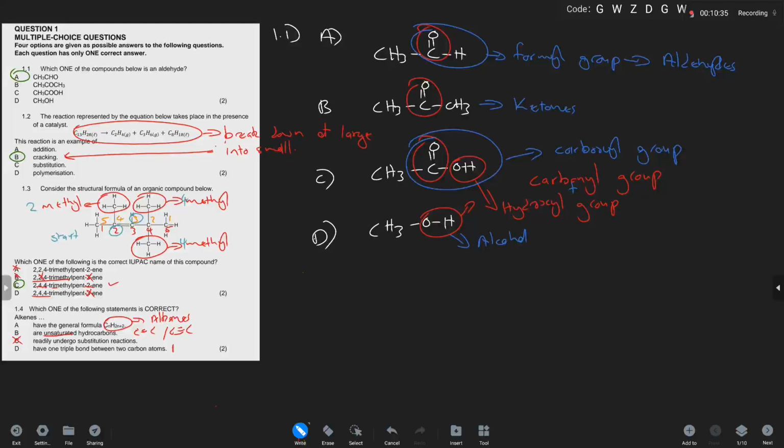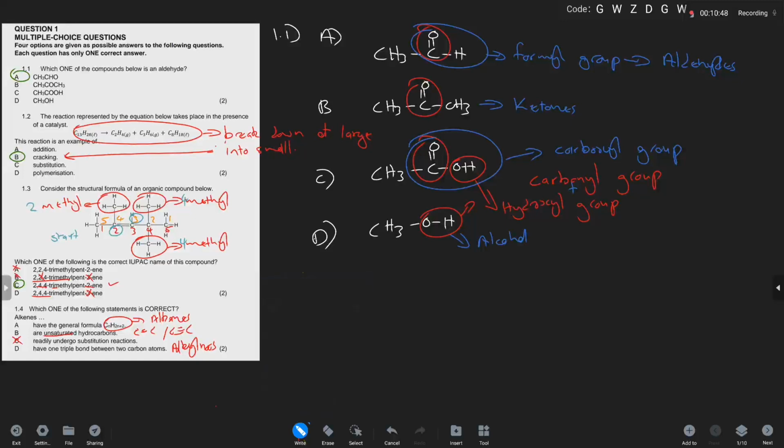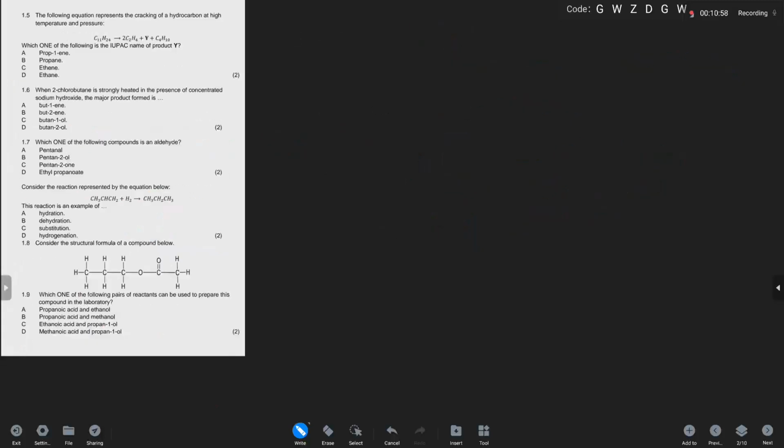The addition is the favorable reaction for alkenes, not substitution. And then having a triple bond between carbon atoms, those are alkynes. So the correct answer is B, which fits exactly into alkenes, in as much as it doesn't apply only to alkenes, it also applies to alkynes.